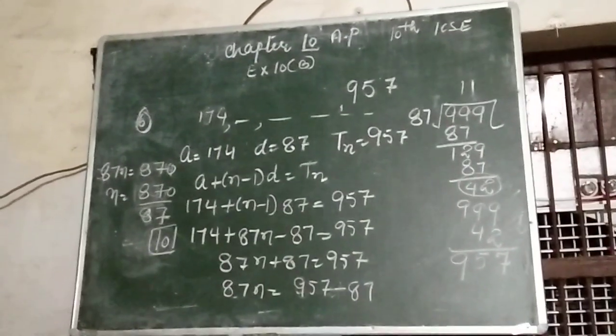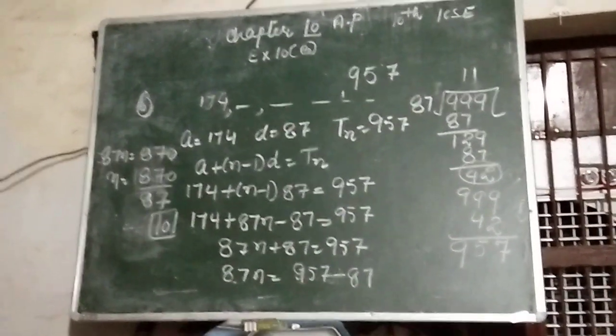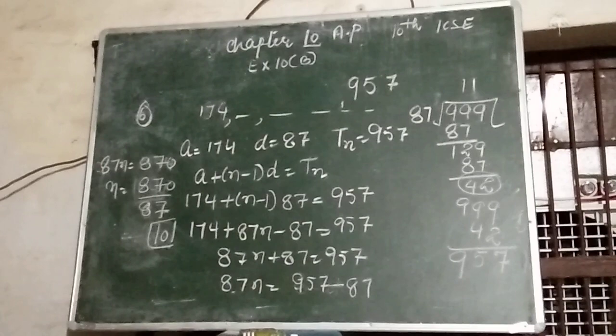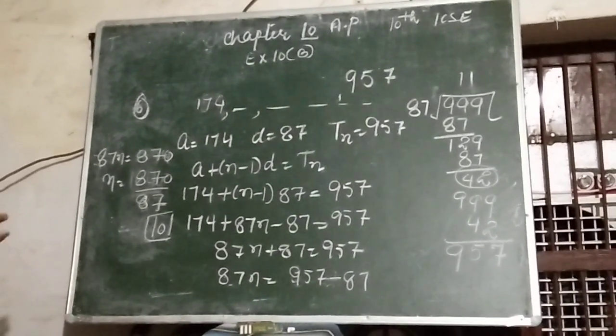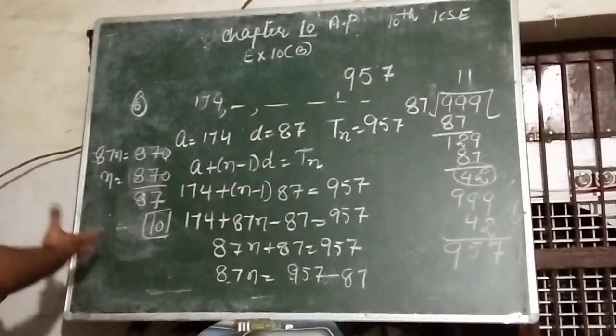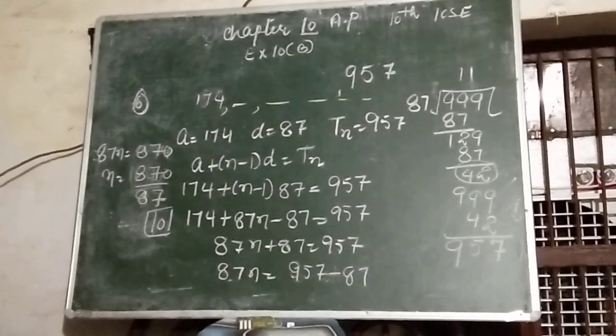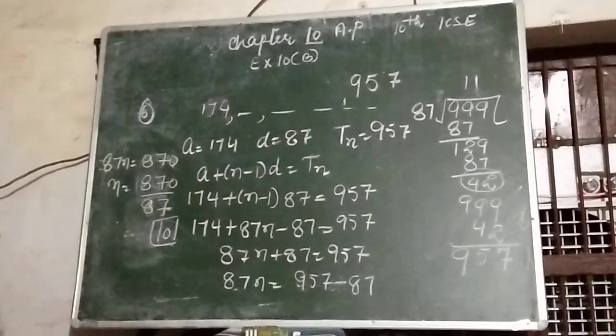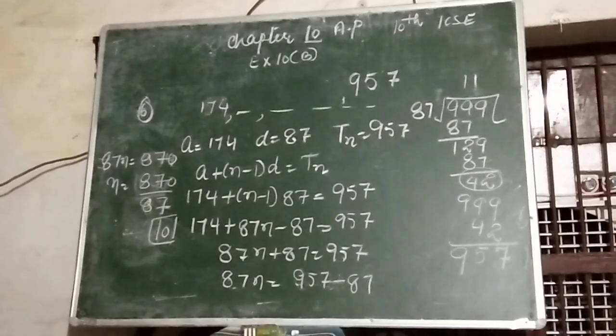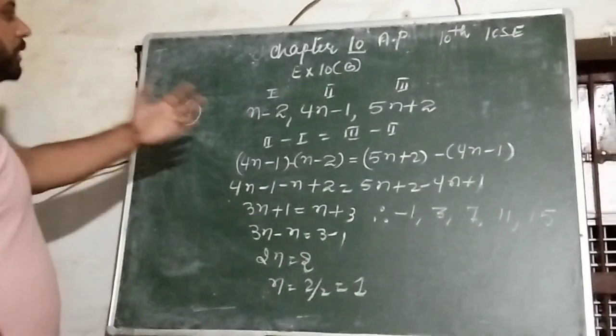It means there are 10 such terms which are 3-digit numbers divisible by 87. So 10 3-digit numbers are there. How many 3-digit numbers? 10, which will be divisible by 87. So students, please note down this. Students, one more question.